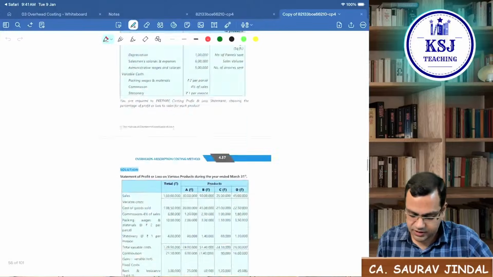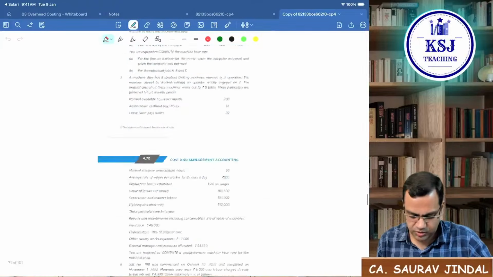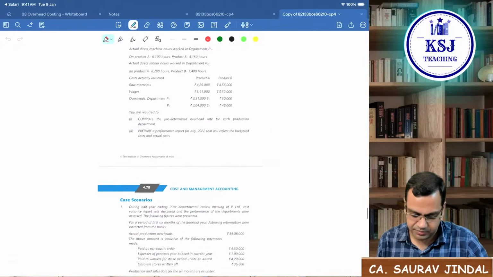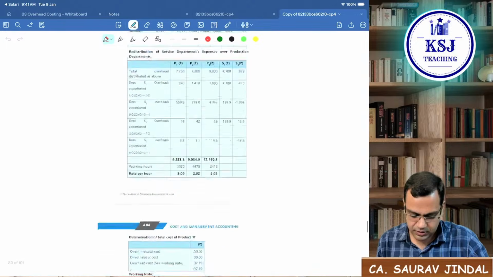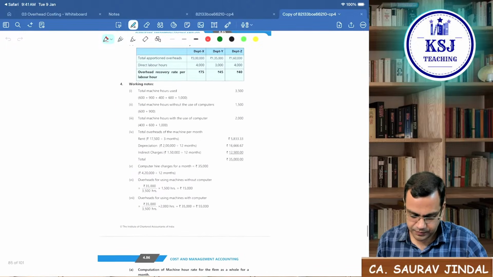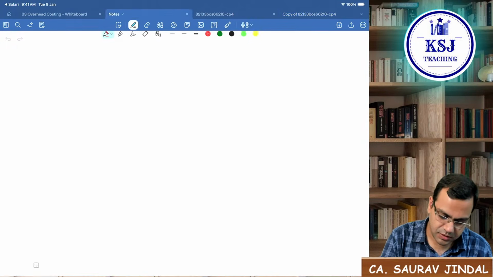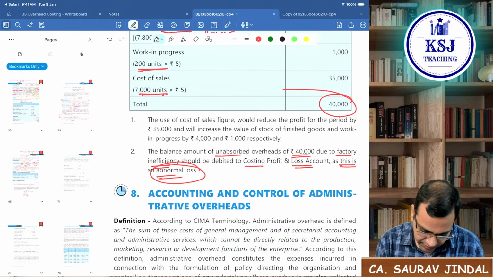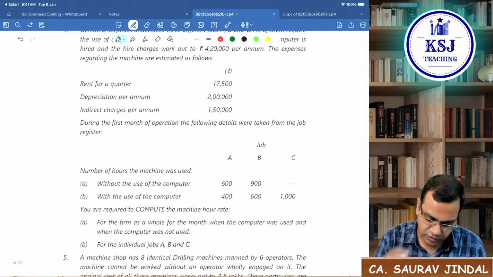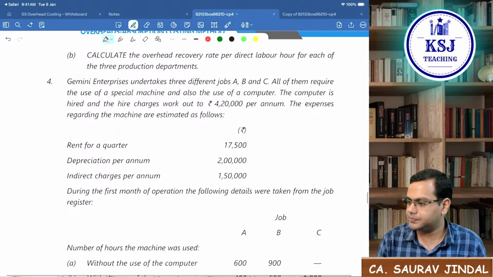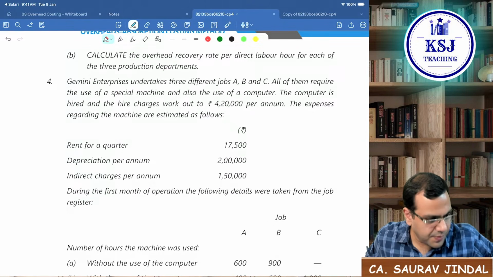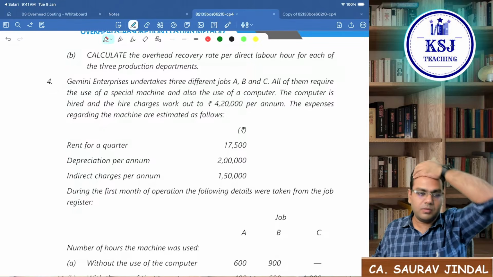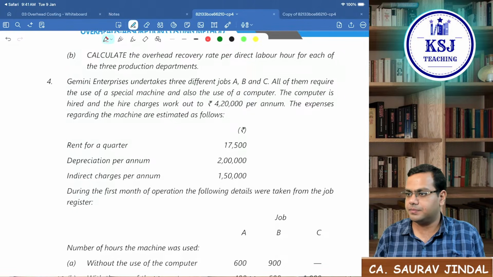Okay, I'll start with some practical problems. 2-3 practical problems we'll do and wind up this overheads part. Okay, let's come to practical problem number 4, which is a very, very, very important problem.